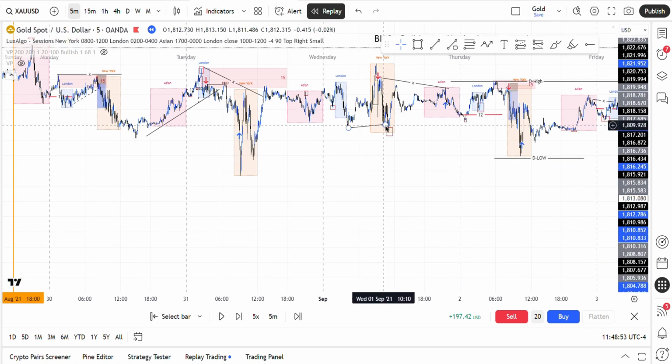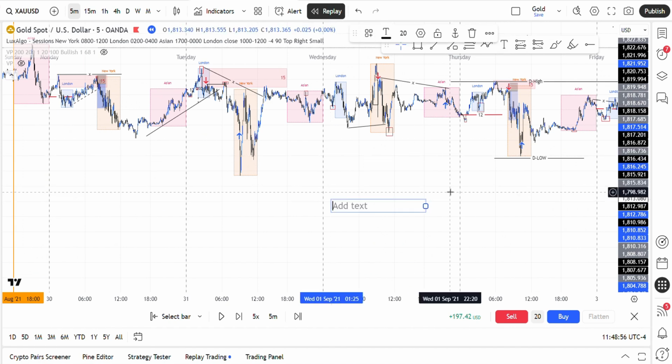I'll just simplify everything for you. First thing you should be looking for is inducements. The second thing you should be looking for is break of structure, and then maybe an imbalance, and you enter there. Your exit should be another form of liquidity, which could be yesterday's high or low, or a trend line liquidity, or other session highs or lows, like Asia session highs or lows, London session highs or lows. Those should be your exit points.